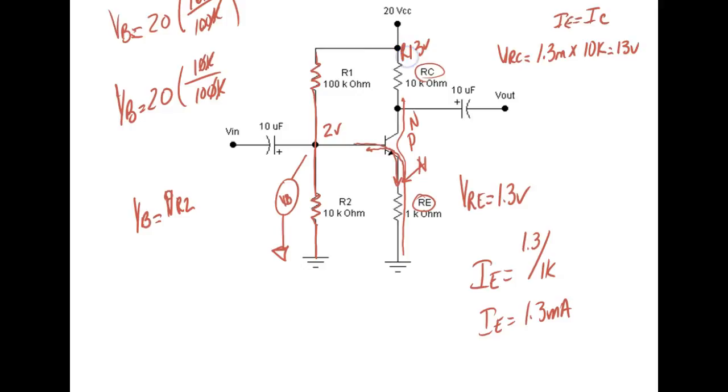So we've got this thing operating toward cutoff. So this is VRC, 13 volts. Okay, so what would be our voltage collector to emitter?